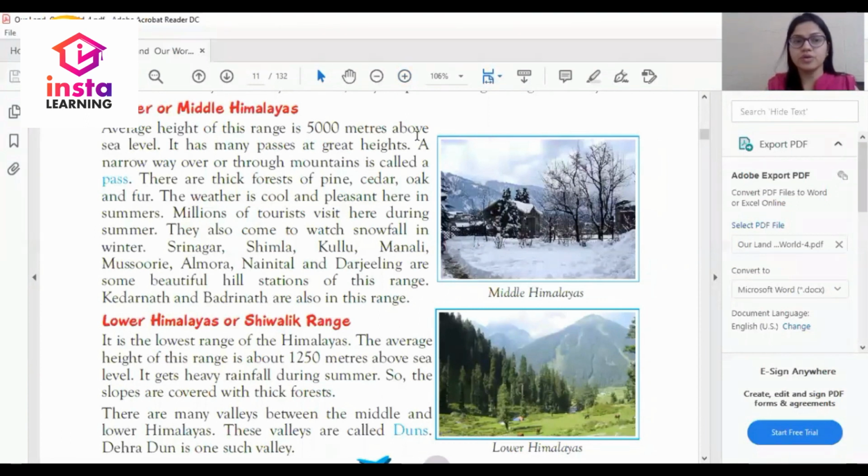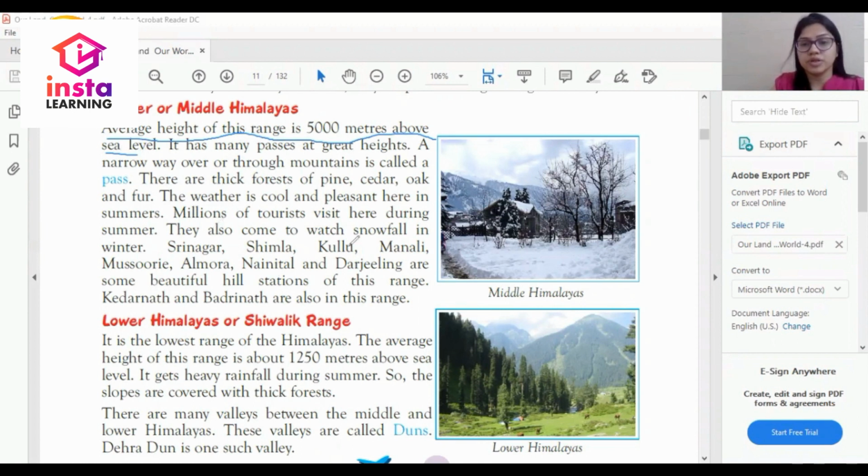So lesser or middle Himalayas. Average height of this range is 5,000 meters above sea level. तो इनकी average height क्या होती है बच्चों? 5,000 meter above sea level.